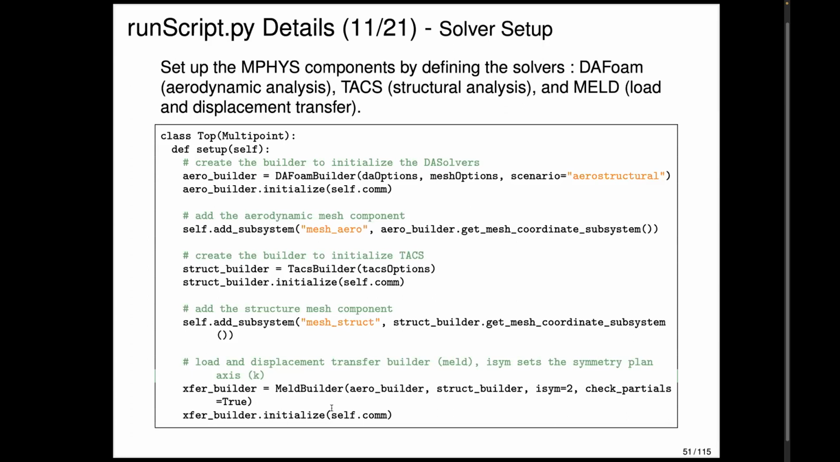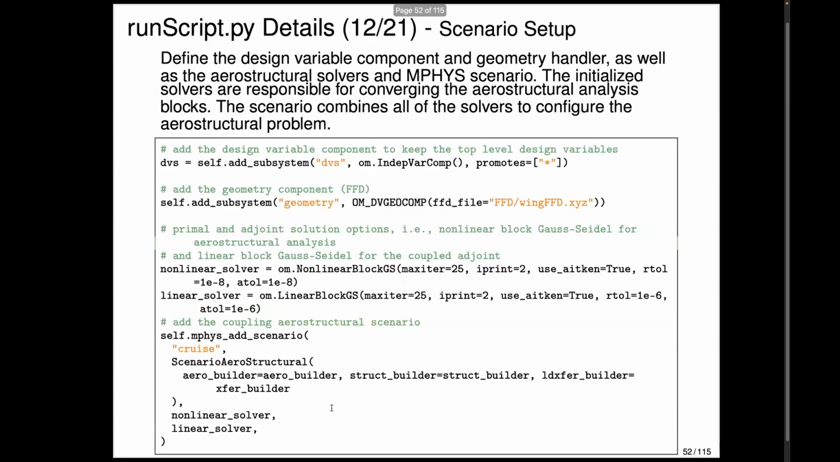that takes structural loads from the aero solver and passes them to the structure, and takes the structural displacement and passes them back to the aero solver. The next part is to set up some additional components and solvers that you need within the MPhys problem. So we'll start by adding a subsystem called DVs, and this is just an independent variable component. All this is, it allows us to specify design variables and broadcast them to different components within our MPhys problem. And we'll see this later when we open up an N2.